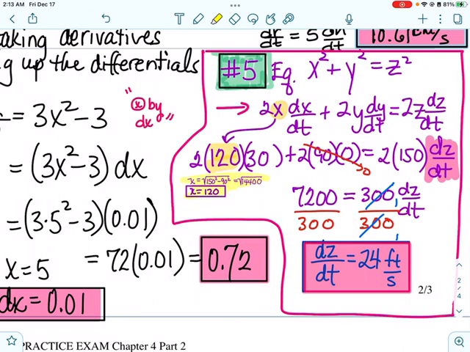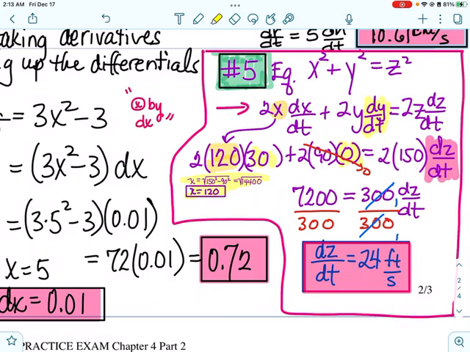Now you plug that in, and we know that dx/dt is 30. So now we have 2 times 120 times 30 plus that second term, which is going to turn out to be 2 times 90 times 0, because dy/dt is equal to 0. So that goes to 0. And then the right-hand side of the equation, 2 times 150, dz/dt is what you're looking for.